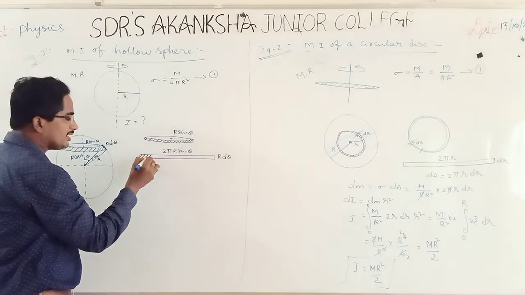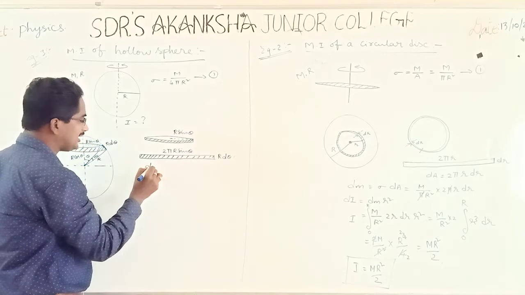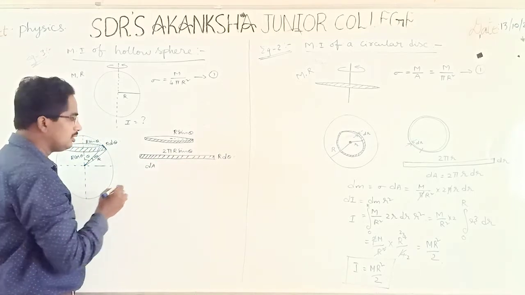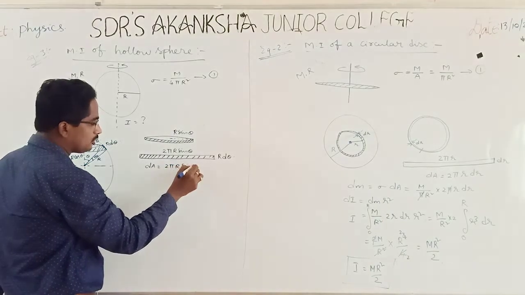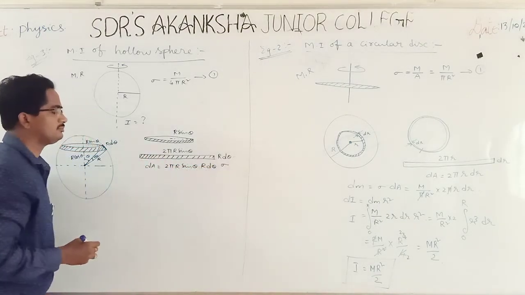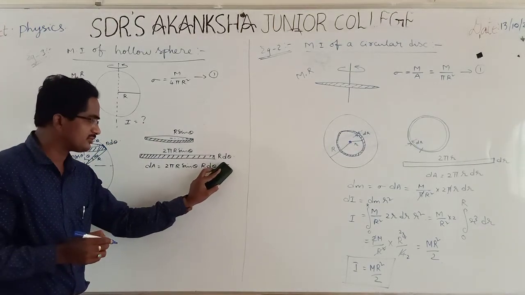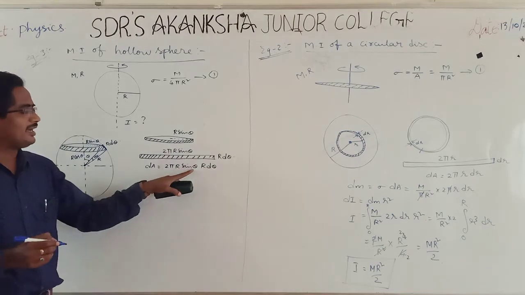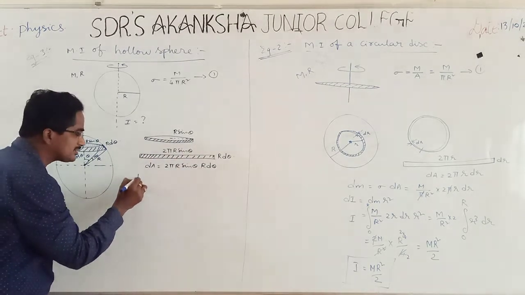Now, what is the area for this element? The area for this element I am going to find first, that is dA. What is the dA value? That is 2 pi r sin theta into r d theta. That is the area, length into breadth. Afterwards, I want to get the mass of that one.